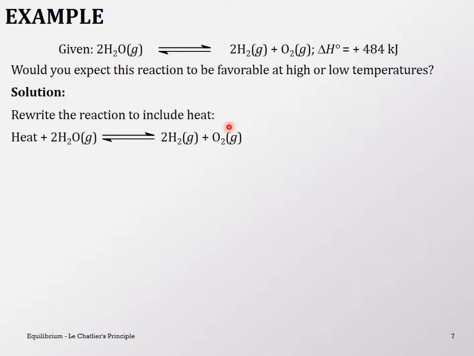All right, so what I would do is I would rewrite this equation. Now I can use my equilibrium arrow and rewrite this equation to include the heat. And I would include the heat on the left-hand side because this is an endothermic reaction. It's positive. So it's an endothermic reaction, which means the heat actually goes into the reactant side. So if it's at the reactant side, how would we see this reaction happening? At a higher temperature or a low temperature? Think about it.